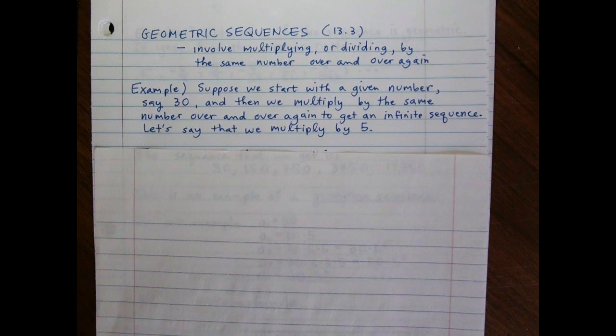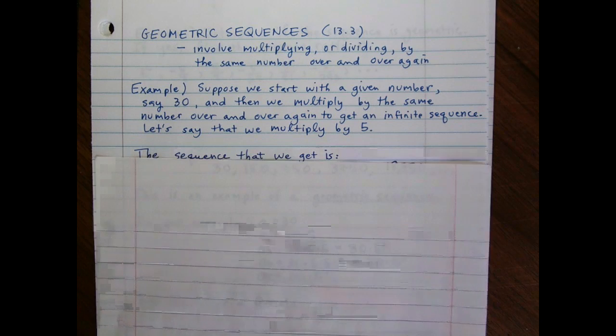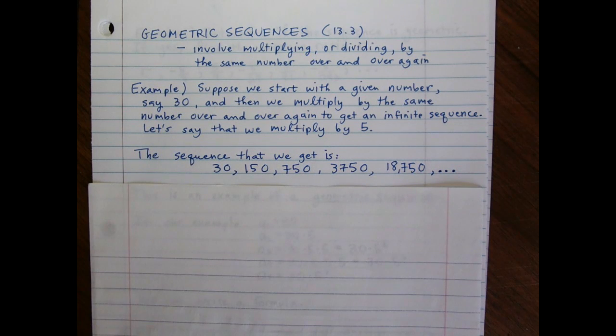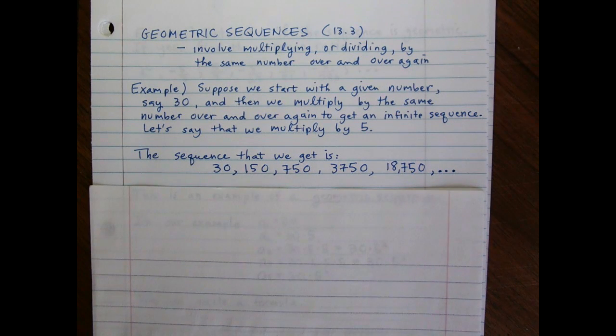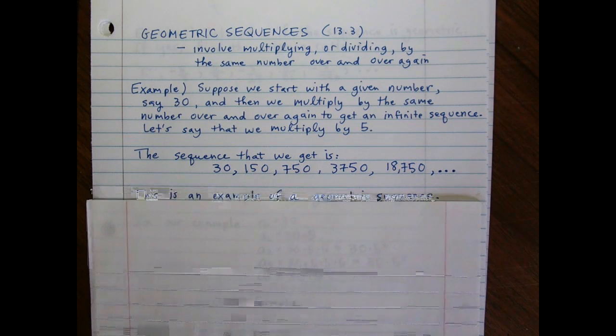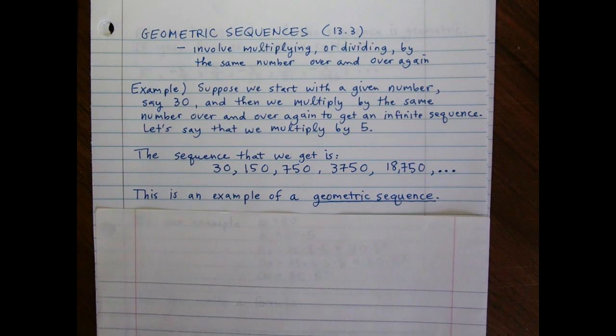So let's look at an example. Suppose we start with a given number, and I just pick 30 at random, and then we multiply by the same number over and over again to get an infinite sequence. So let's just say that we multiply by the number 5. And the sequence that we're going to get is 30, our first number, then 30 times 5 is 150, times 5 again is 750, times 5 again is 3750, and so on and so forth. So this is an example of what's called a geometric sequence.